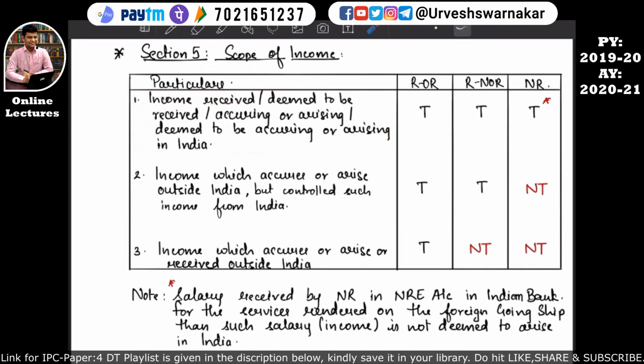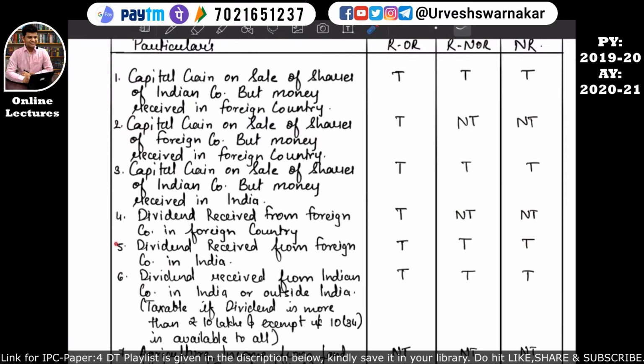I hope this is quite clear to you all. Income received in India, because you can read it over here in this income. Dividend is received from a foreign company but it is received in India. So it will be taxable to all these three individuals. I hope this is quite clear to you all. So now let's move on to point number 6.